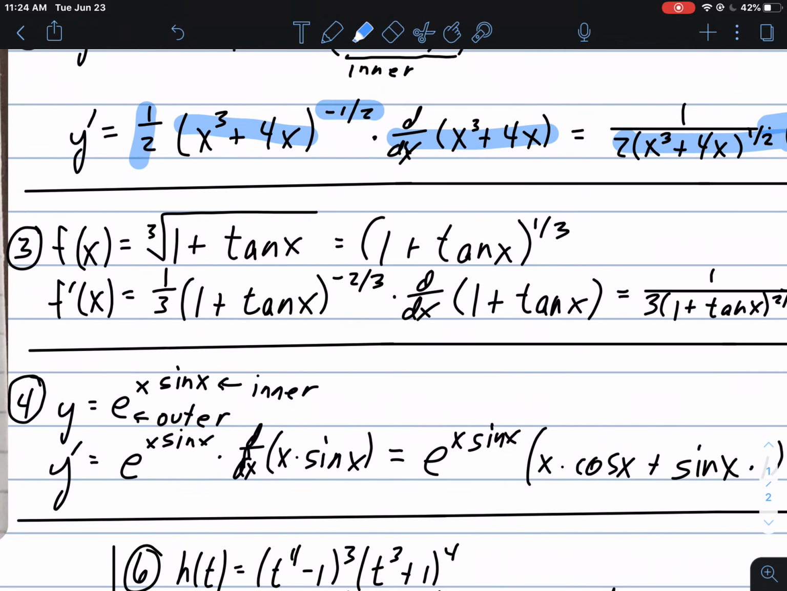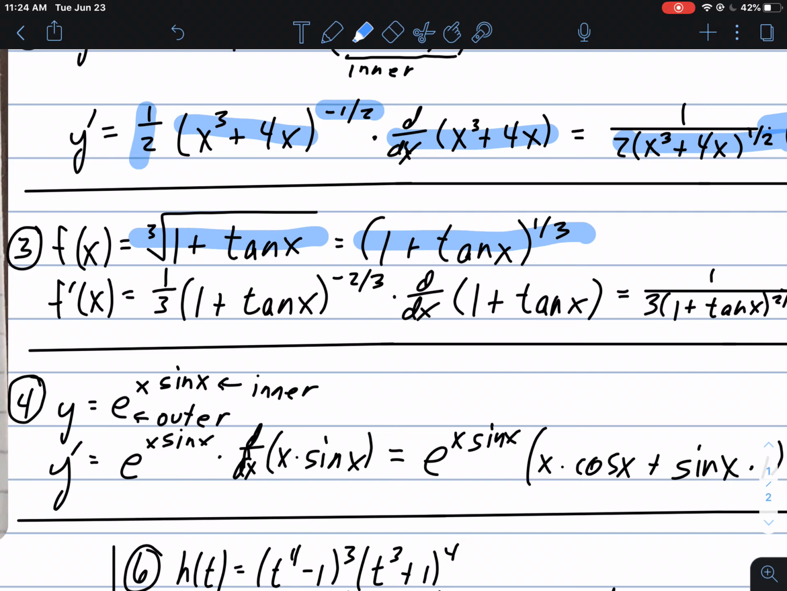Number 3. Again, I've got a radical, right? So I've got the cube root, but notice also in this case I threw in a trig function as well. But again, recognizing that the outermost function here is the radical. And so I'm rewriting that first in exponential form, 1 plus tan x to the 1/3 power, so that I can use the power rule with the outermost function here.